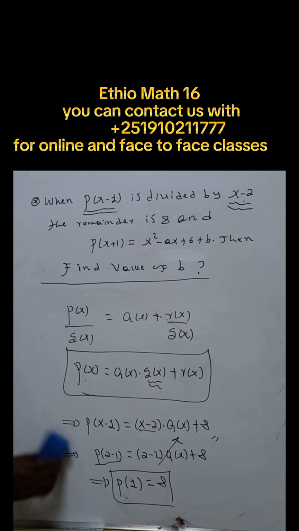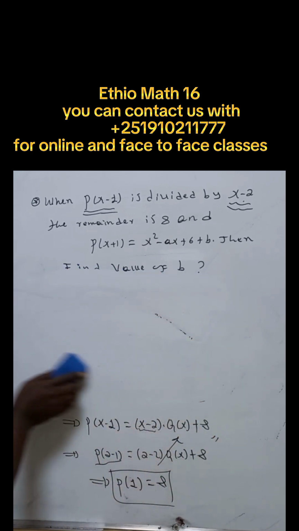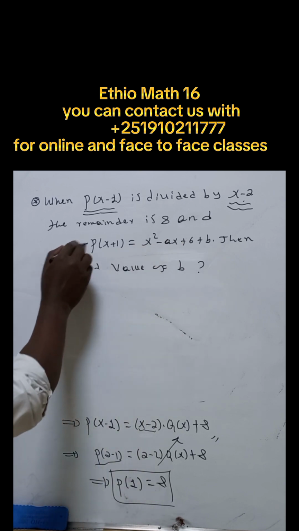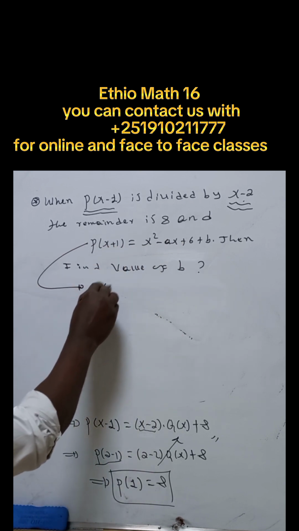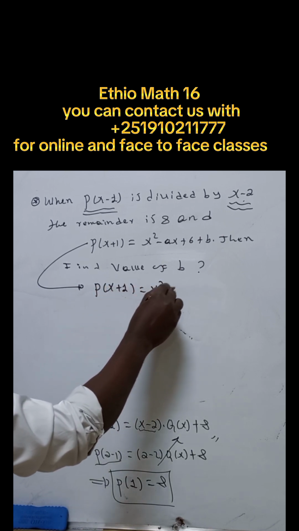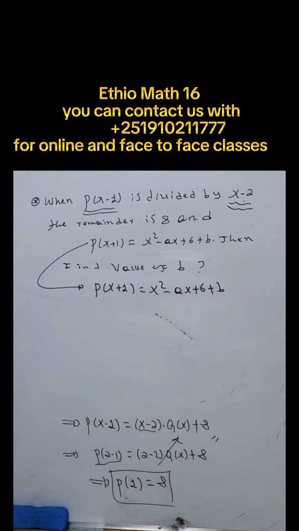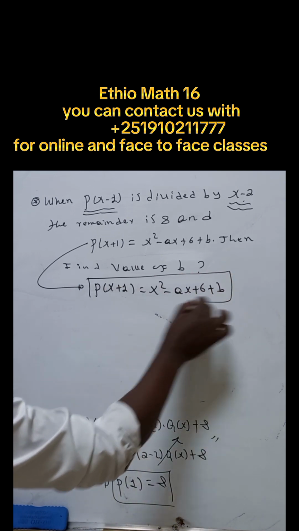So let's come back to the first problem. When we come to here, what is given here? We have P of x plus 1, which is already x squared minus ax plus 6 plus b. So our objective is how can we find the value of b?